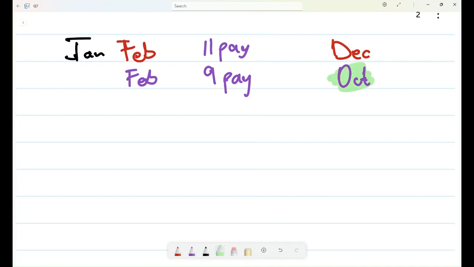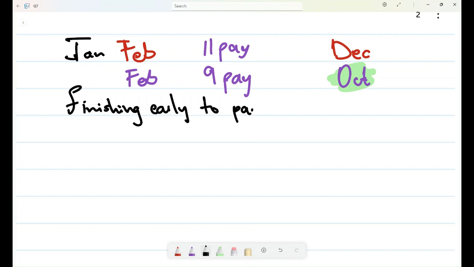This is when you have ended paying earlier than you are supposed to finish paying your money. I don't know how I can put it in a nice way in English. This is early payment, finishing early to pay. When finishing early to pay, you subtract the number of payments.